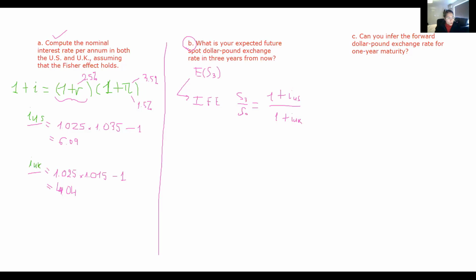Now, an alternative approach is that I can use the PPP, the purchasing power parity. In this case, the question gives me information for inflation, so I can also use the inflation rate to compute the expected spot rate. So there are two different alternative methods, and it doesn't matter which one you use, you should get the same answer. Now, I'm just looking at the IFE here.